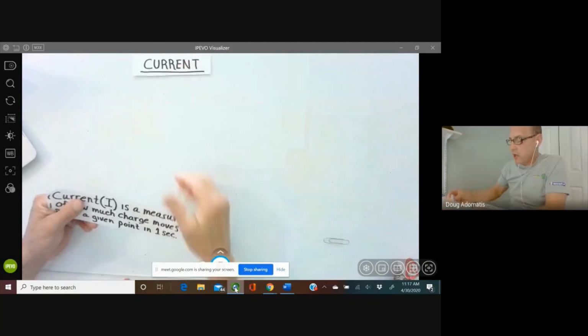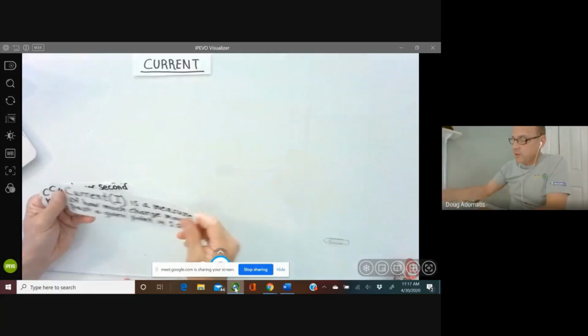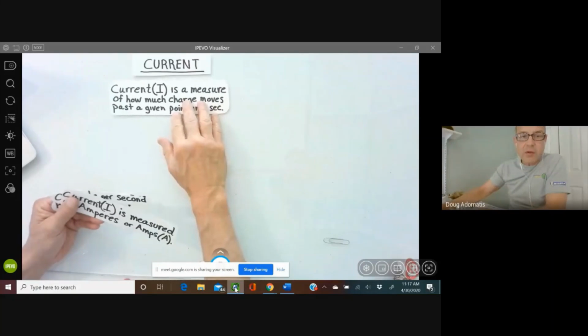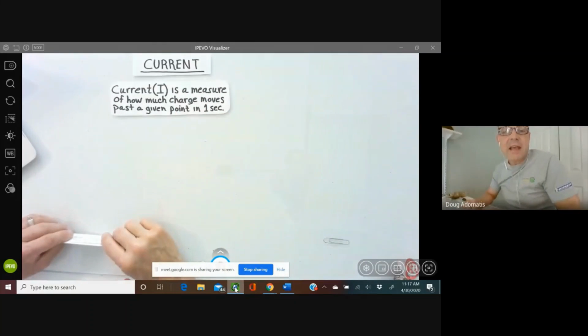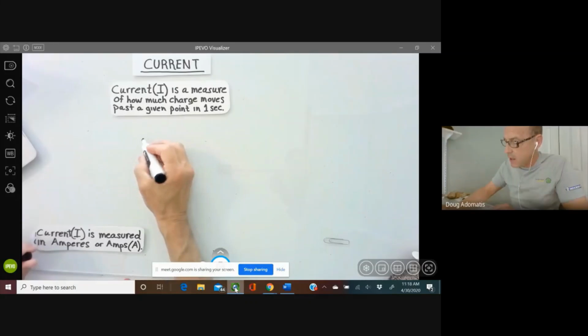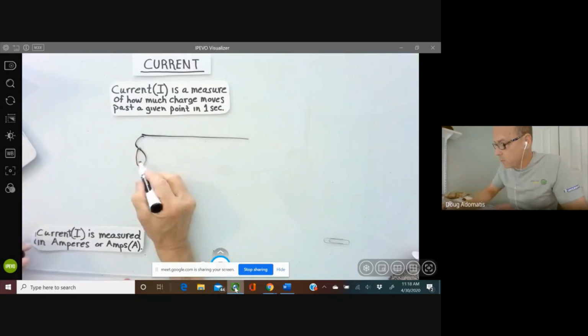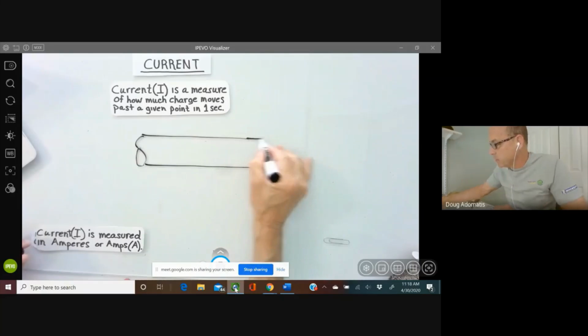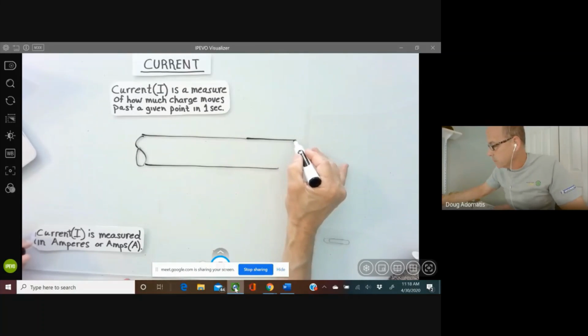So current, to get some definitions of it, and the symbol that we use for current is I. It is a measure of how much charge moves past a given point in 1 second. So if we had, say, a piece of wire, I'm going to try to draw a piece of wire here. And this was a conductor. You guys know what conductors are.